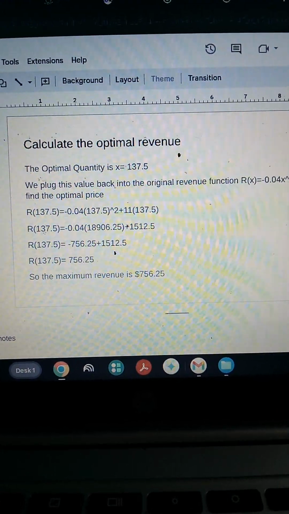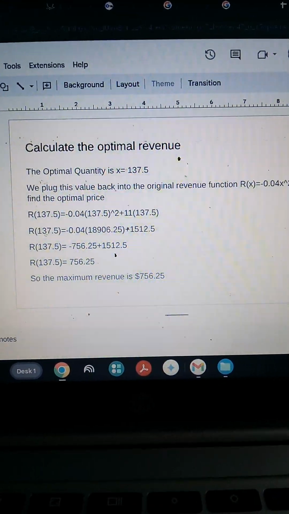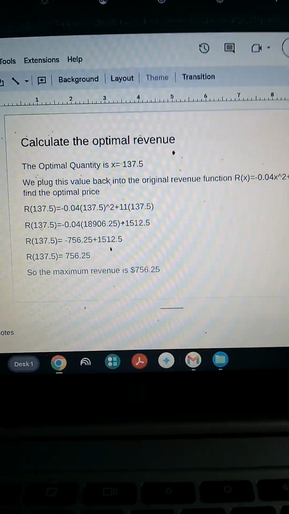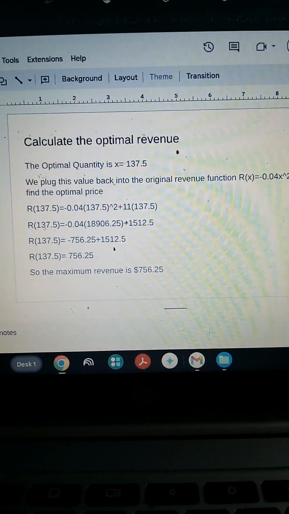So the maximum revenue is 756.25 after we plug in the optimal quantity to the original revenue function. Maximum revenue is $756.25.